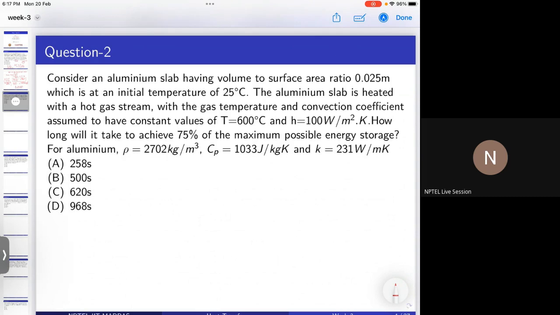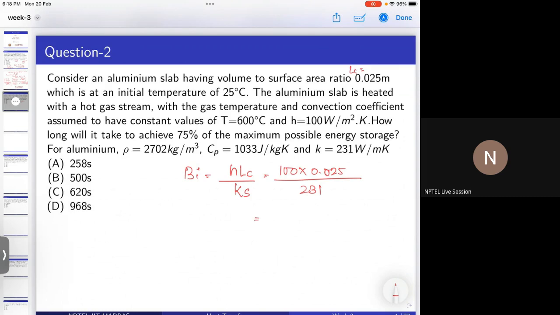Okay, first before proceeding, we have to check whether we can use lumped analysis here or not, because it is not given in the question that we can take the temperature as isothermal, or that we can use the lumped capacitance model directly. So first we have to find out the Biot number, which is h times the characteristic length divided by the thermal conductivity of the solid or the slab. So h is given as 100, into the characteristic length Lc, which is directly given as 0.025, divided by Ks, that is 231.